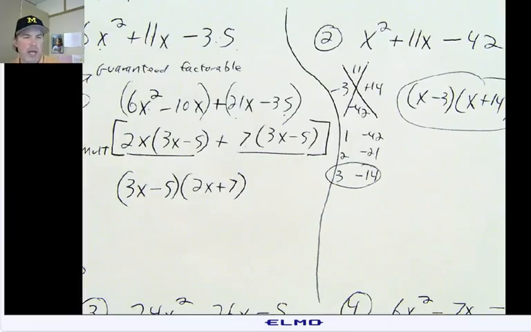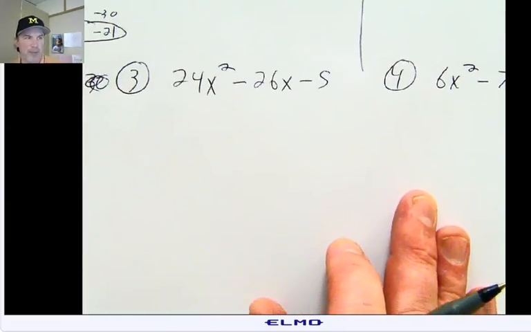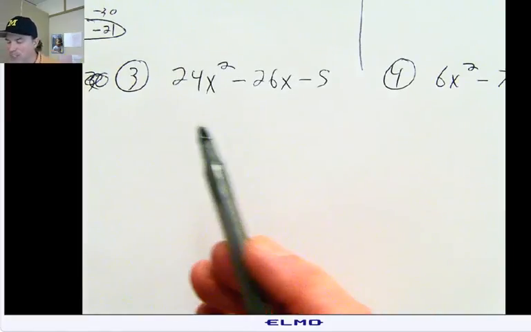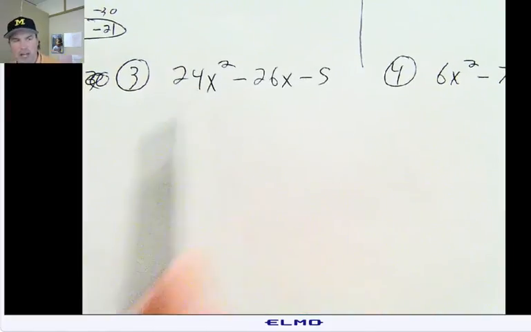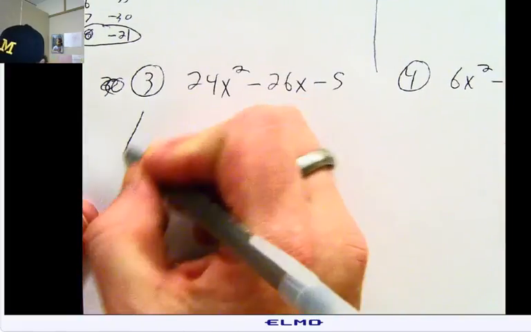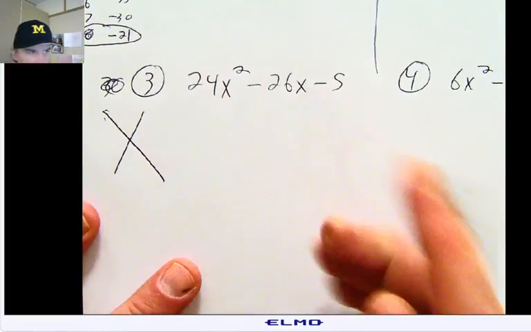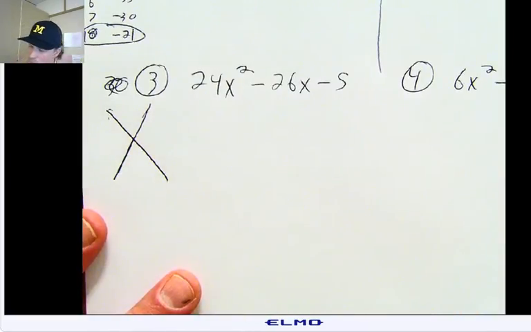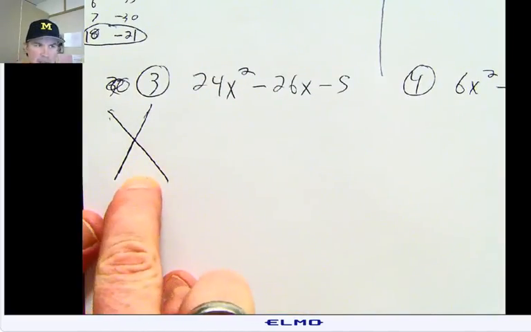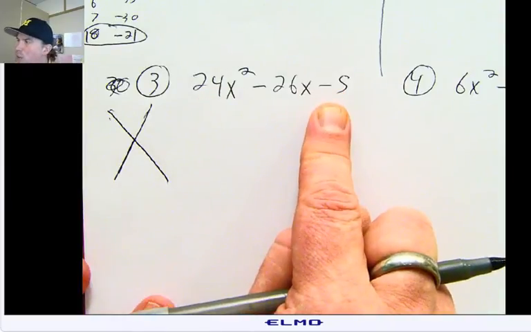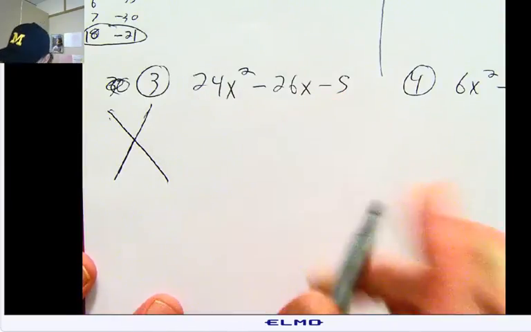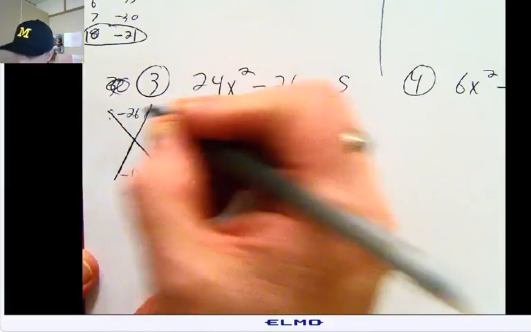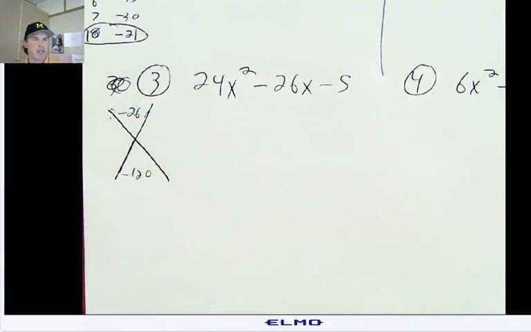Okay, now number 3, another complicated one. Yikes! 24x squared minus 6x minus 5. So because there's an a in here, Elliott factoring does come into play. I'm going to start moving a little bit faster now. If you want a slower example, example 1 is the way to go. In the bottom of the cross, I put a times c. 24 times 5, negative 120, adds to negative 26.